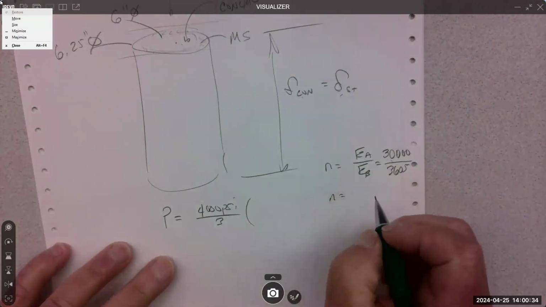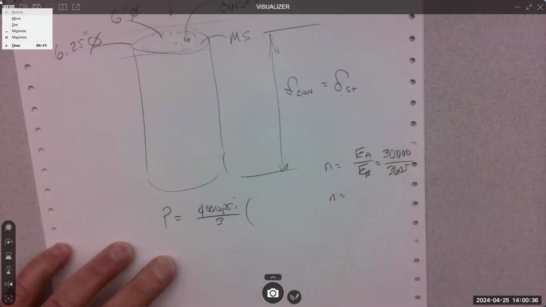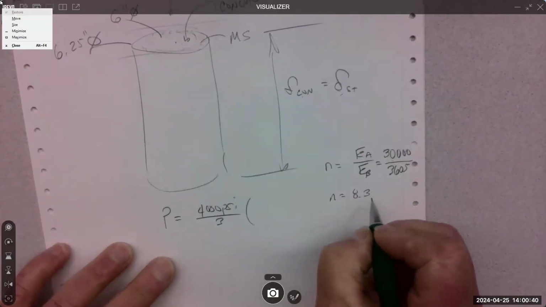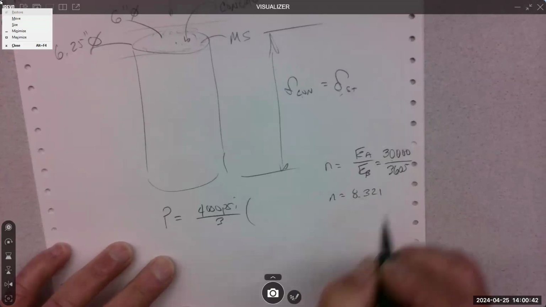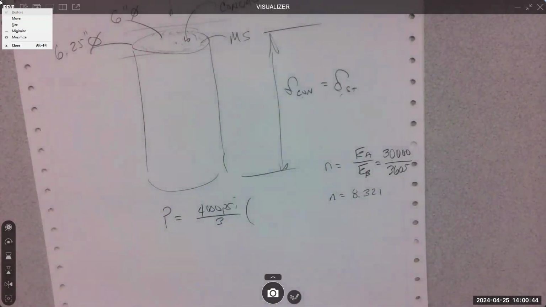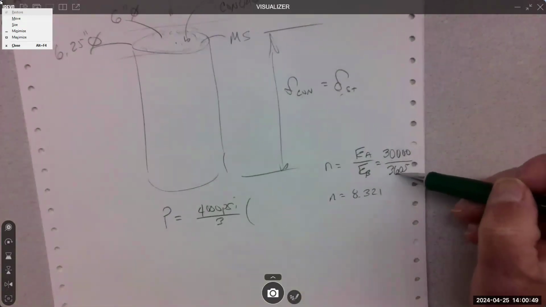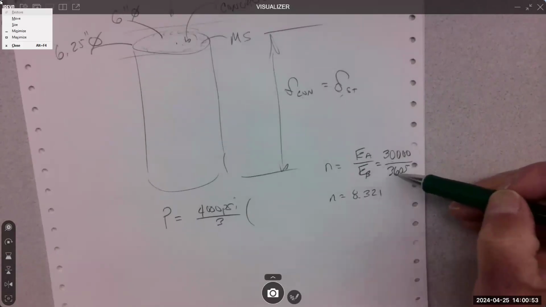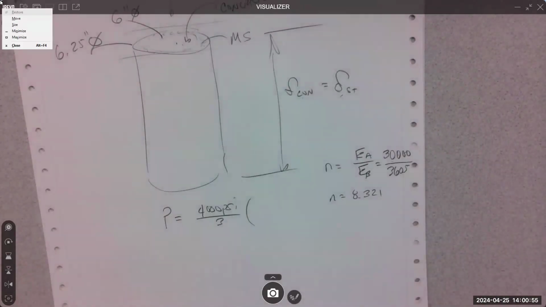N equals 8.3. Would it matter if you multiply them by 1,000? No, because you're multiplying them. Yeah, wouldn't matter at all. You could actually use 3 and 3.6, but same, right? Or 30 and 3.6. So as long as the units are the same, you're fine in the modular ratio. All right, so there's my modular ratio.